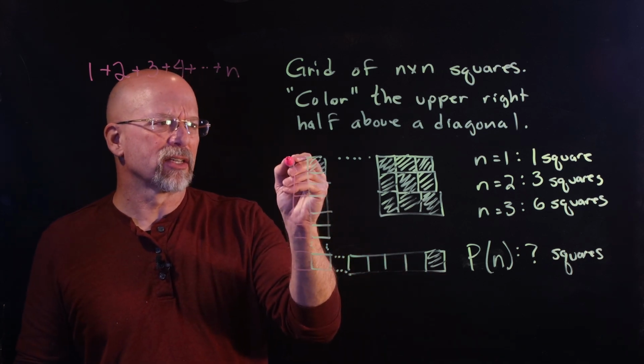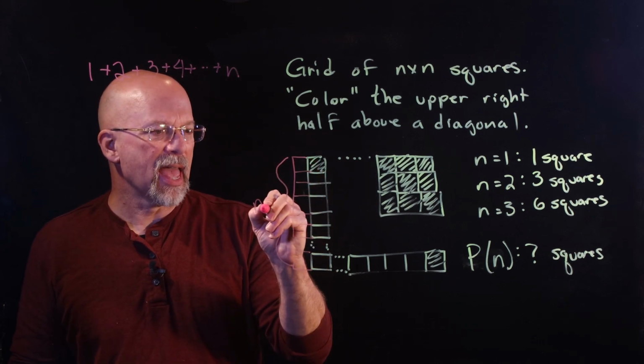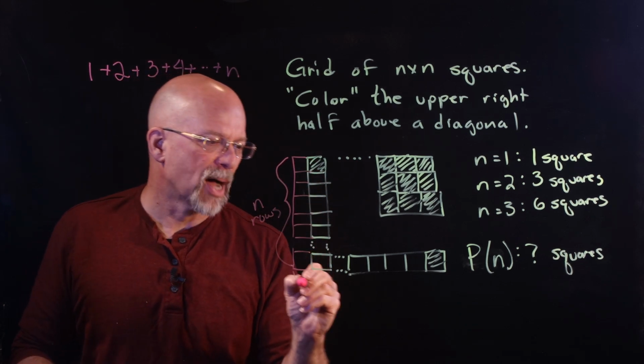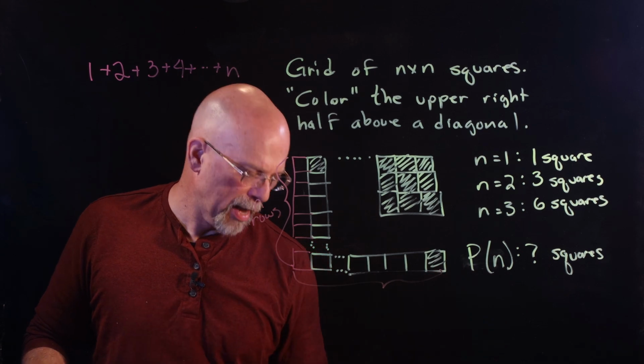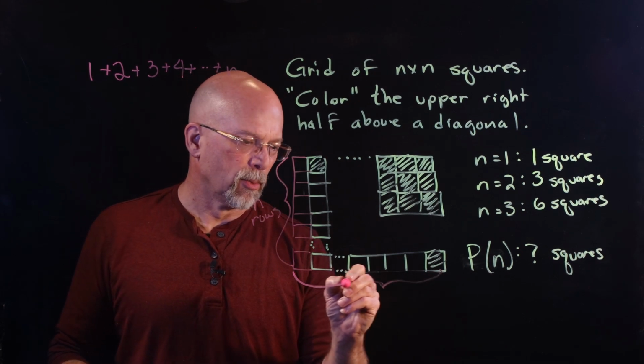Well, what's the size of this grid? So I've got n rows by, and sorry about this pen. Let's see if we can get this a little bit darker.